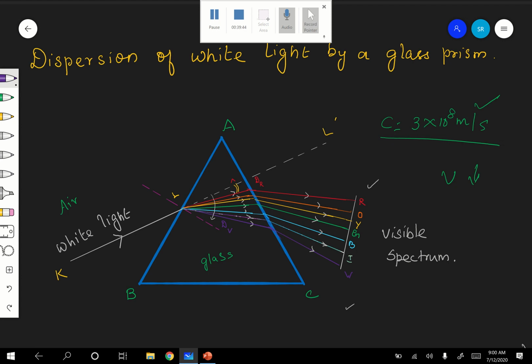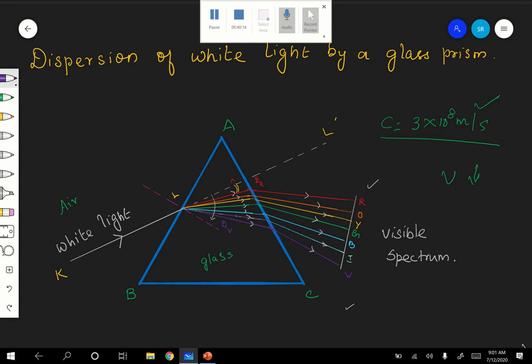Okay, are you following? Once they enter into glass, each color is traveling with a different velocity, a different speed. They are not moving with the same speed as they were in air. So definitely they cannot go together. They cannot go together. That is the reason why they are splitting.